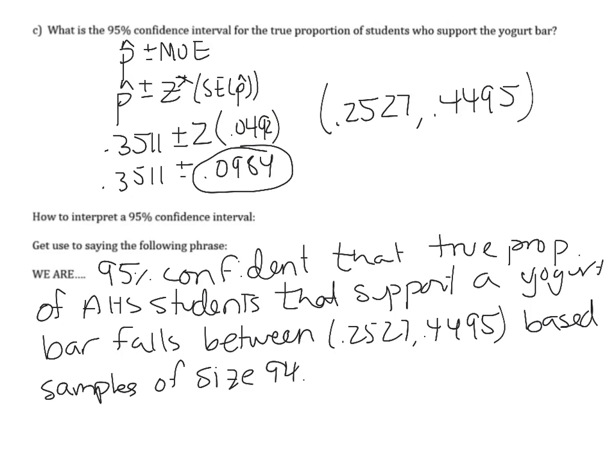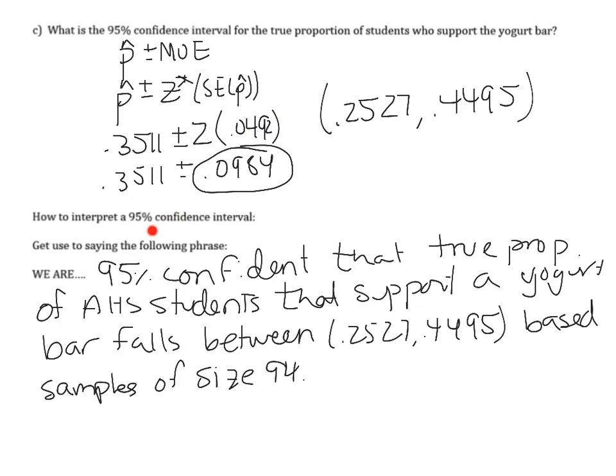Again, I say samples of size. We only took one sample, but if we did this over and over and over again, we would expect 95 of the 100 samples to pinpoint the true proportion somewhere in this interval. So that's how we interpret it. We get our confidence value in there. So we always say what percent confident we are.